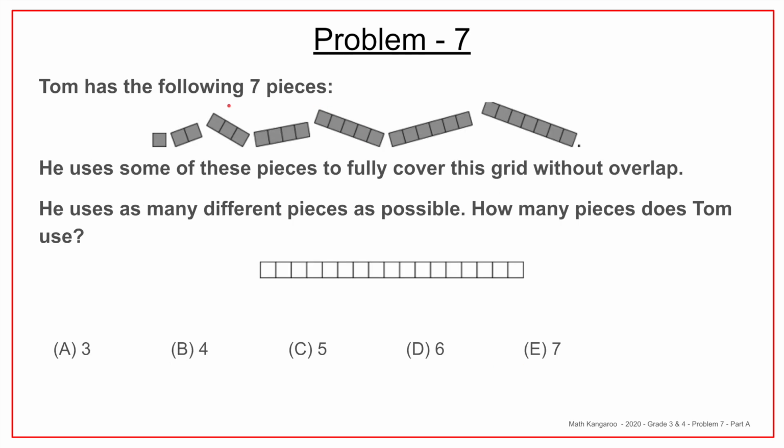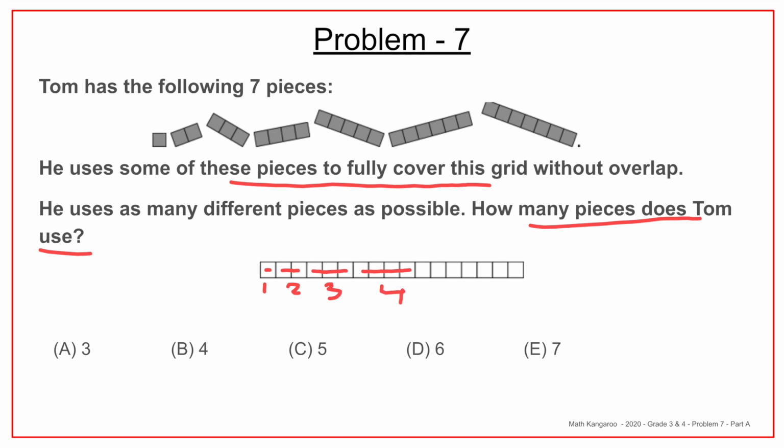Problem 7. Tom has the following 7 pieces. He uses some of these pieces to fully cover this grid without overlap. He uses as many different pieces as possible. How many pieces does Tom use? Since we want to use as many different pieces as possible, we start with the smallest piece and keep adding. So we have 1 piece, we can add 2 pieces, we can add 3 pieces. Then we add 4 pieces: 1, 2, 3, 4.